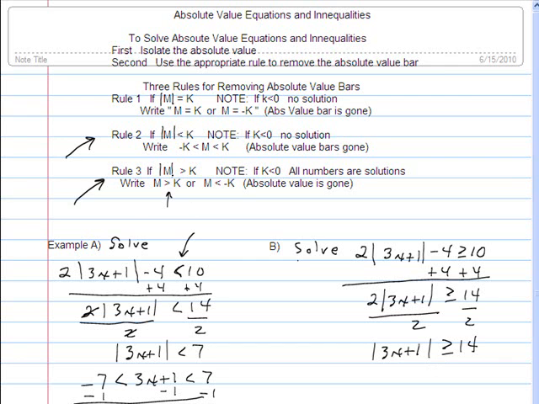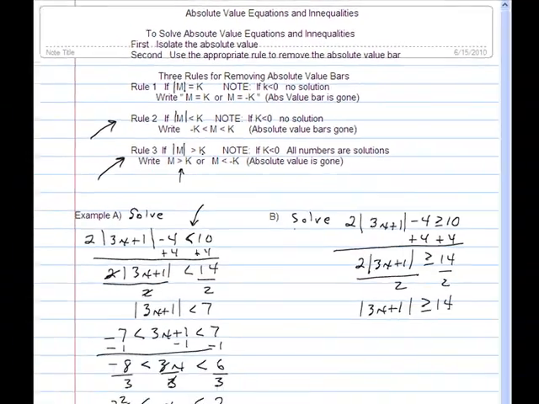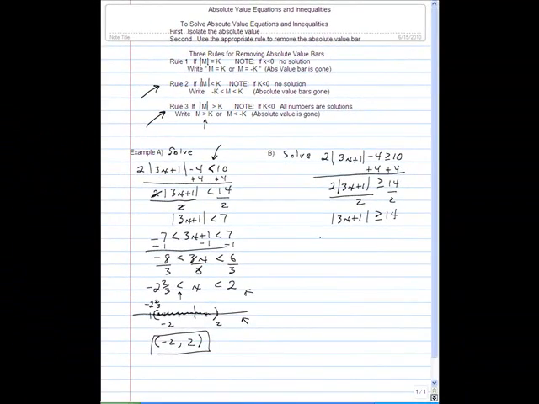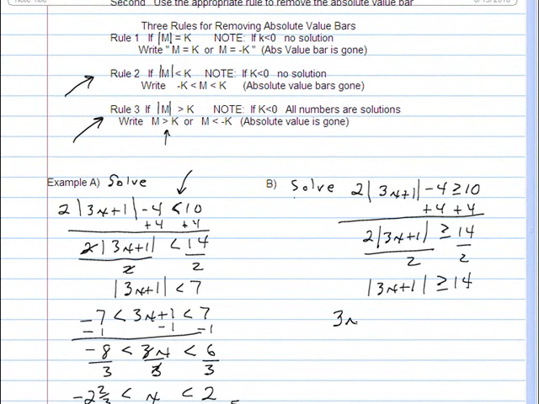And Rule 3 says if you have the absolute value of a mess is greater than k, and by the way, that works for greater than or equal to, and this one up here works for less than or equal to. If I have the absolute value of m is greater than or equal to k, then I write either the mess is greater than or equal to k, or the mess is less than or equal to negative k. I hope this is showing up on the screen. I'll move it over in the next line to make sure it shows up.